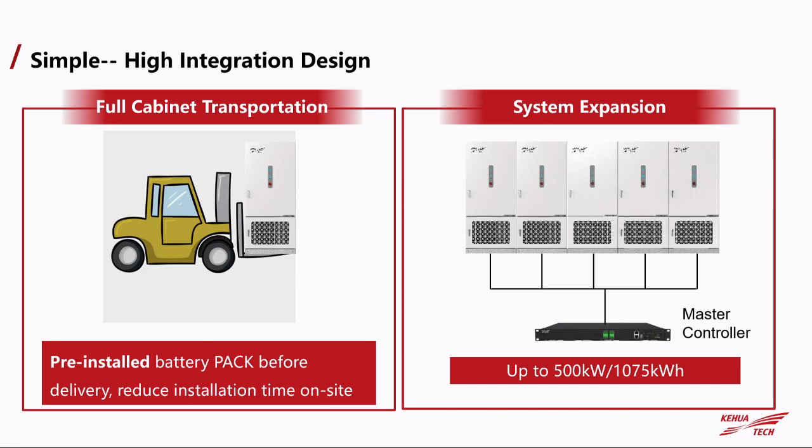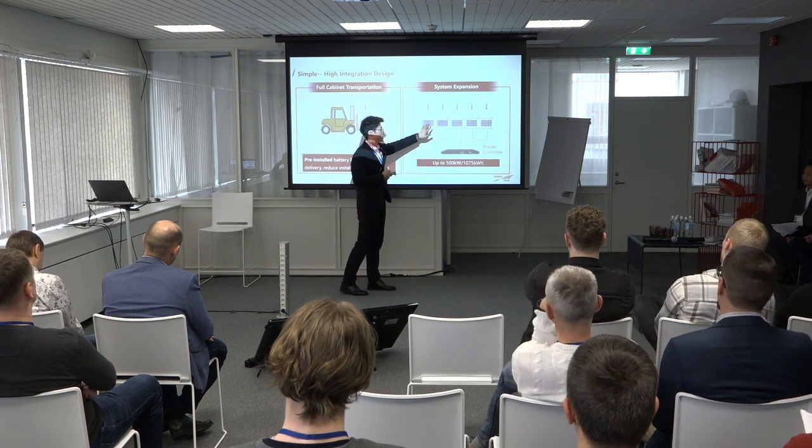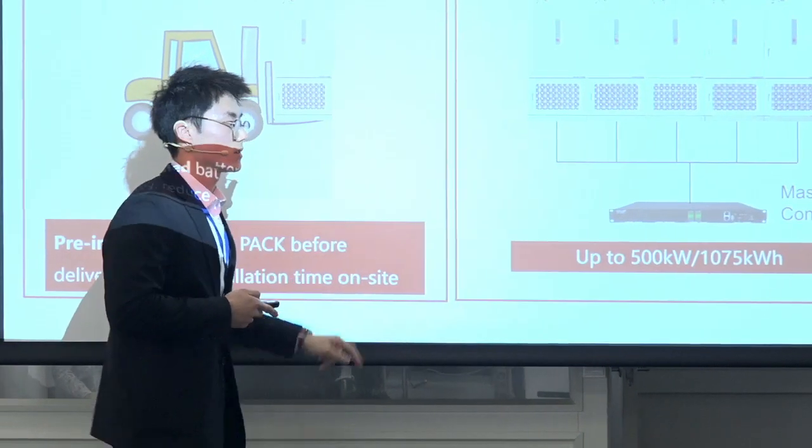For this energy storage system, it's one unit. The capacity is 100 kilowatt and 215 kilowatt hours. But if you want more energy, the system can easily be expanded from 1 unit to 5 units. So the maximum capacity of the energy storage system can reach 500 kilowatt and 1,075 kilowatt hours. And there is a master controller to manage the 5 units of the energy storage system together.